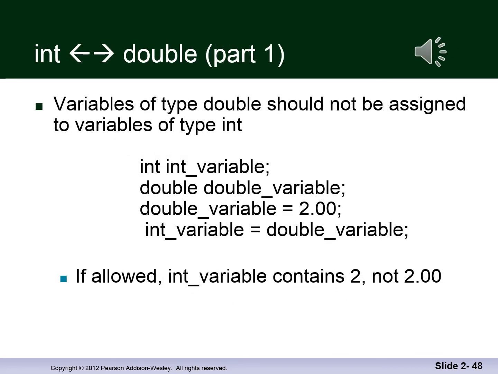This slide illustrates another example of a type mismatch. We declare an integer variable called int variable, a double called double variable. We initialize the double variable with the value 2.00. All good so far. Here's the problem. Then we assign the int variable the value in the double variable. If this doesn't throw a compiler error, int variable contains 2, not 2.0. An integer variable cannot contain 2.00.